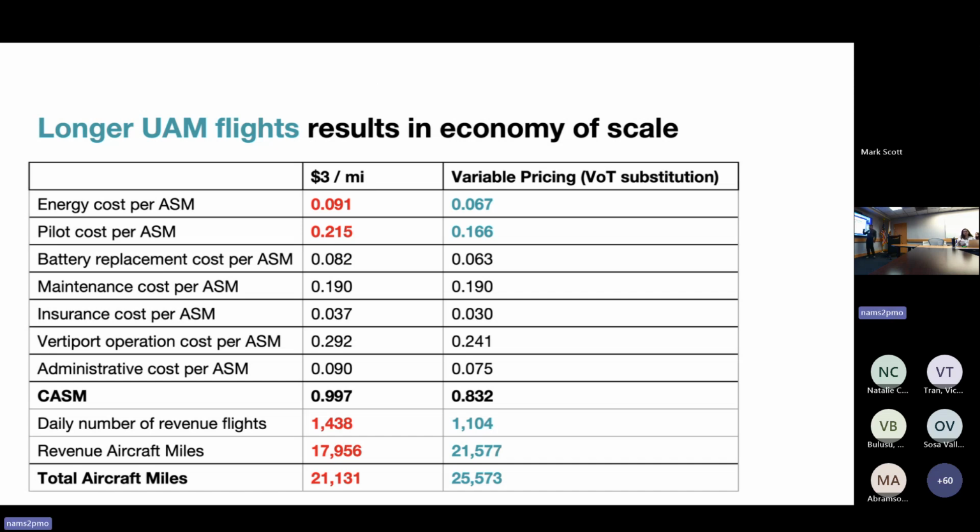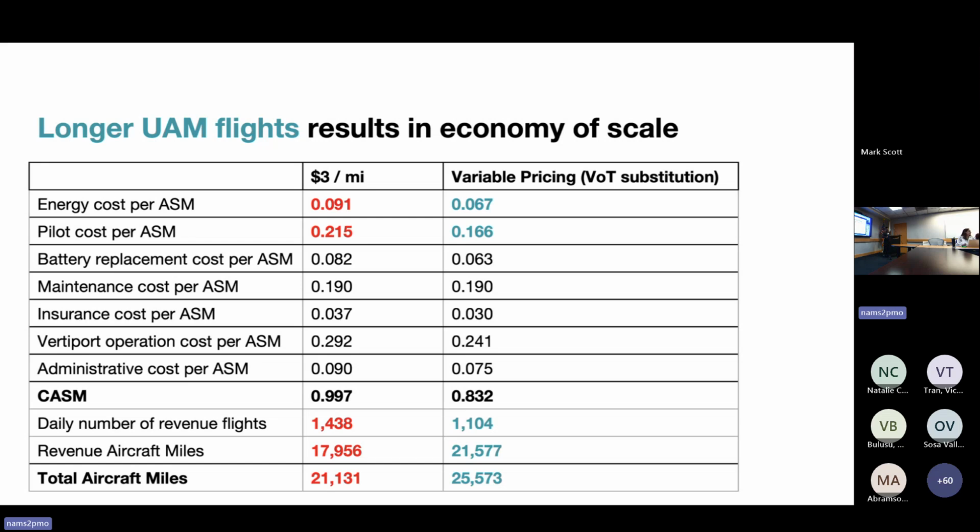Longer flights do result in economies of scale. I think that's what's going on. And so this is the total aircraft miles flown with this variable pricing, which is substantially larger, and that's mainly the Anaheim market kicking in. The revenue aircraft miles is also larger, though the number of flights is lower. So you see it produces these important differences when we do this.